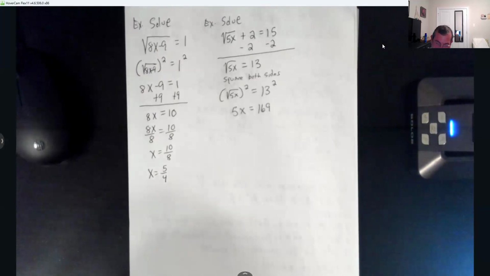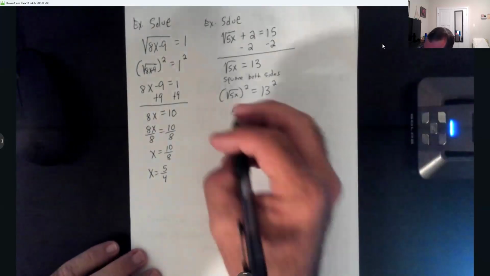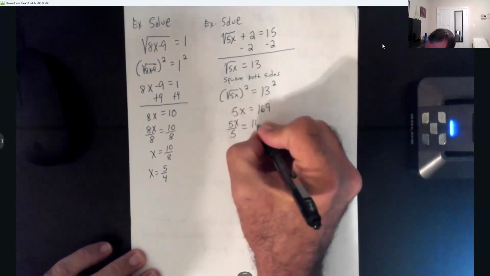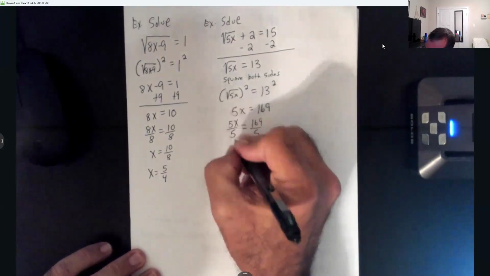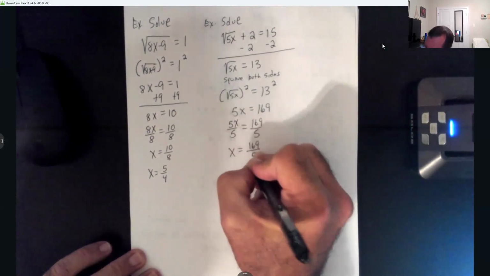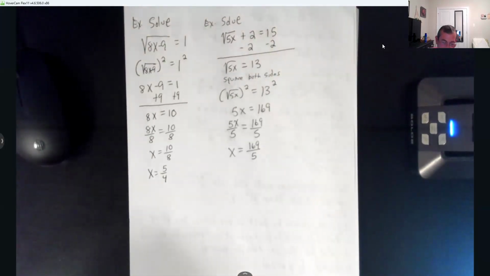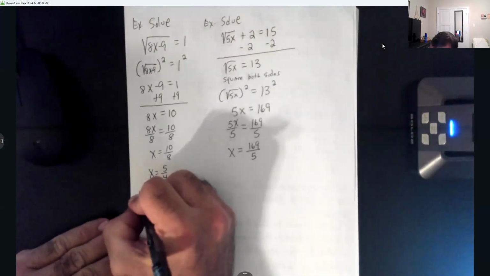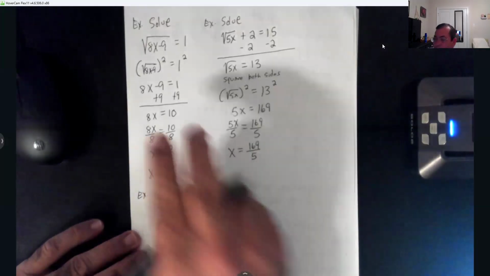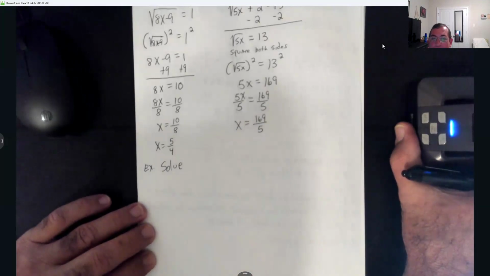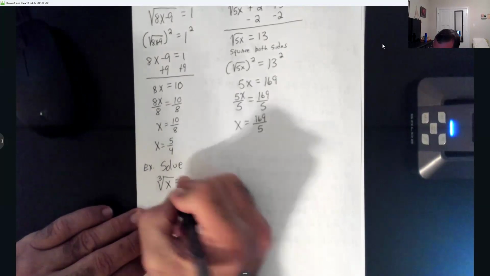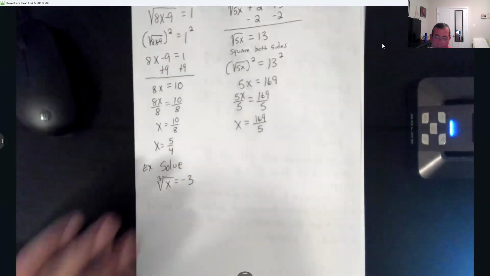All right, y'all, I got one more step. We'll divide both sides by that 5. So that cancels. x equals 169 over 5. So these were square roots. Let's throw a cube root at you. Cube root of x equals -3.